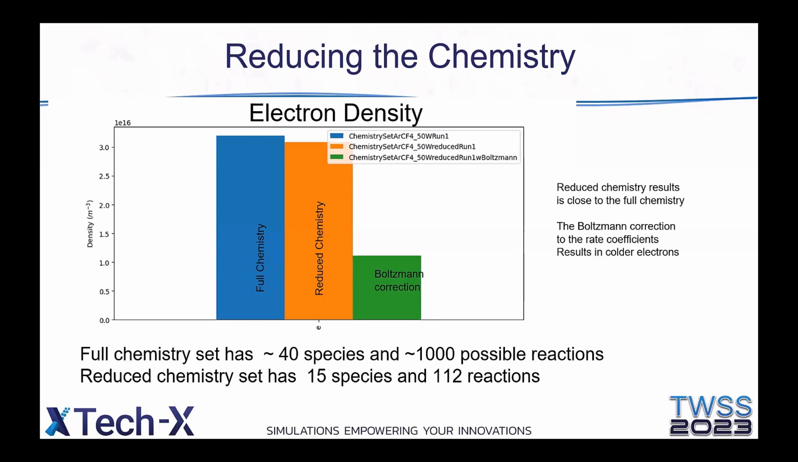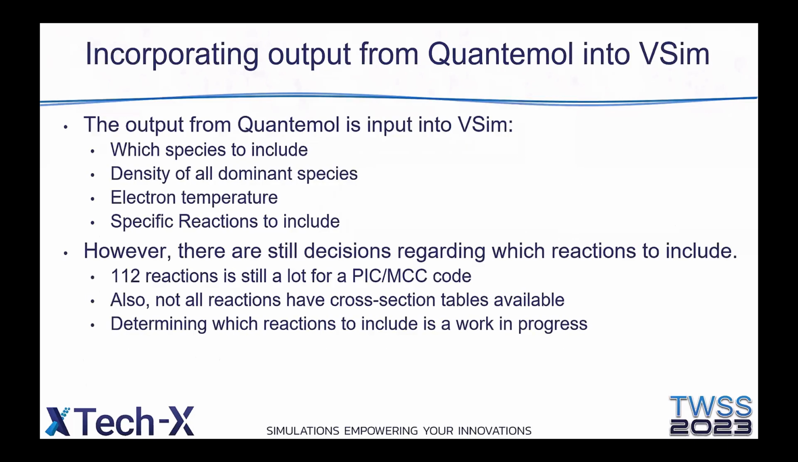Okay, so the full chemistry set in this example had 40 species and about 1,000 possible reactions. And the reduced chemistry set has 15 species and 112 reactions. So that's a pretty good reduction. It's still a lot for a particle-in-cell code. And so figuring out which reactions to include is still a work in progress.